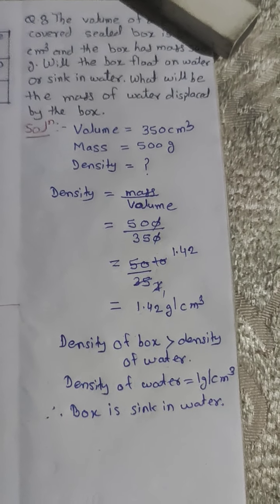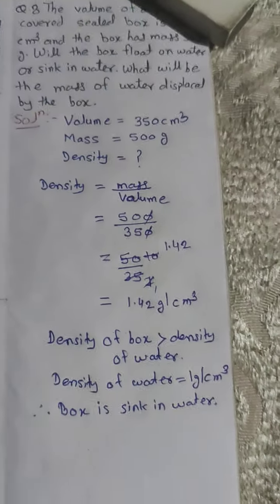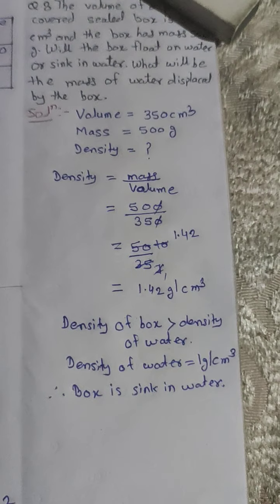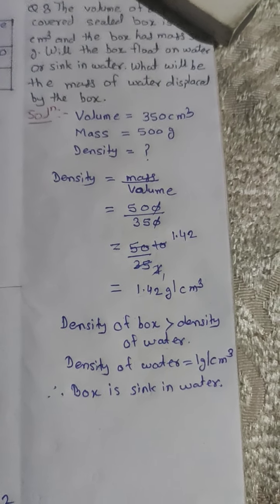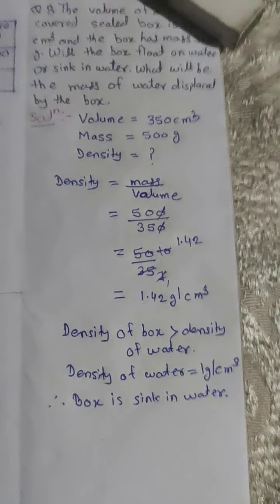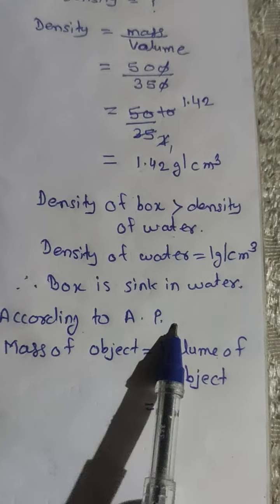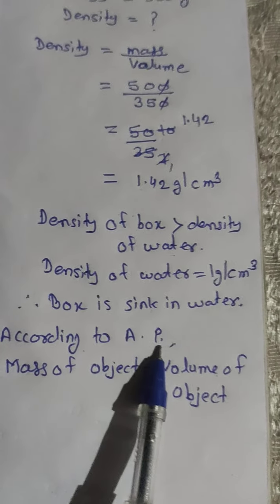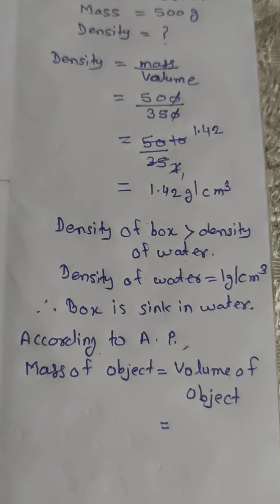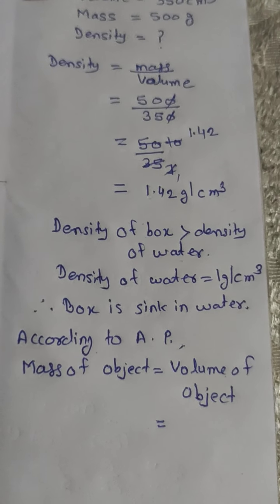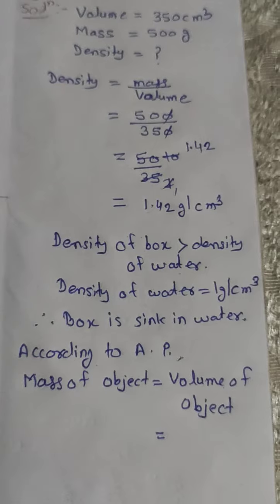So in this one, something is more. What will be the mass of water displaced by the box? This we have to find by using the Archimedes principle, the second last subtopic of this lesson. See, according to the Archimedes principle, here I am writing AP, but you have to write the full spelling. Archimedes principle, spelling of Archimedes and then principle.